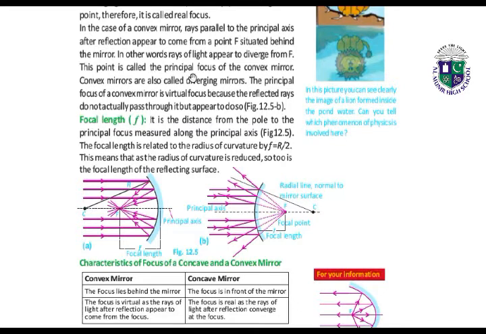So this point is called the principal focus of the convex mirror. Convex mirrors are also called diverging mirrors. Concave mirrors are called converging mirrors and convex mirrors are called diverging mirrors. The principal focus of a convex mirror is a virtual focus because the reflected rays do not actually pass through it.